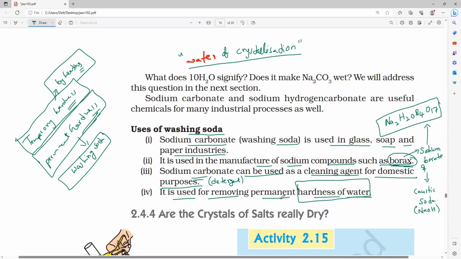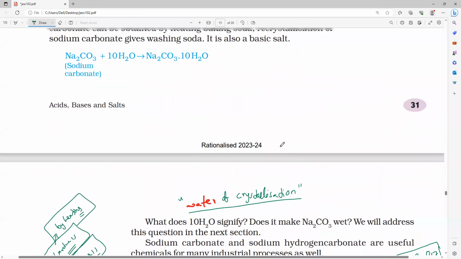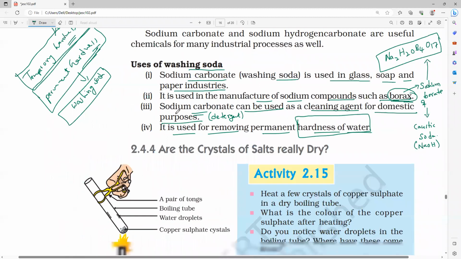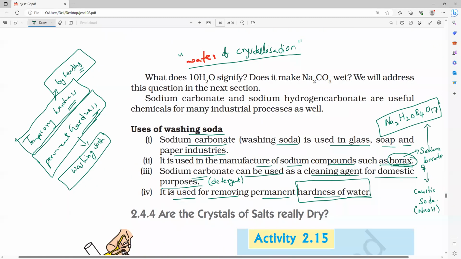So these are the 4 uses of washing soda. Whatever you understand, you write it. So this is what about washing soda. Now washing soda is completed. Of course, now this permanent hardness, let us finish it.